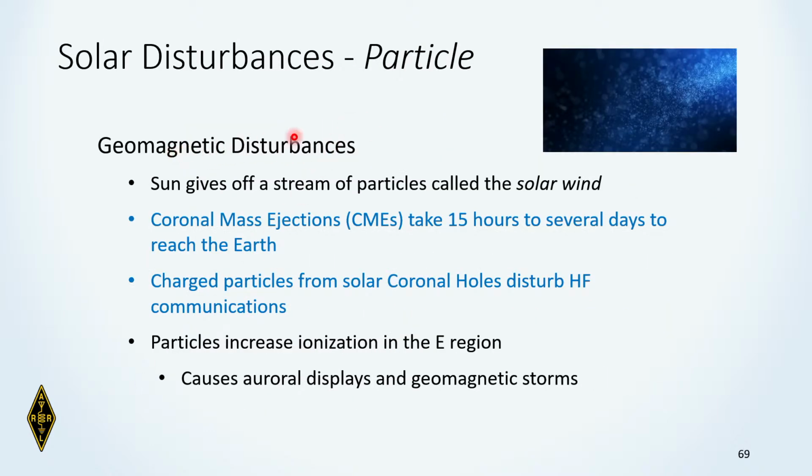Now we're going to talk about geomagnetic disturbances. These are the result of charged particles coming off the sun through one of the other kinds of disturbances. The particles that are given off from the sun are called the solar wind. There's actually a parameter that scientists measure for that. So the sun gives off a stream of particles called the solar wind. Coronal mass ejections, or CMEs, take 15 hours to several days to reach the Earth. Now this is the speed of particles that I was talking about. So that affects coronal mass ejections and coronal holes.